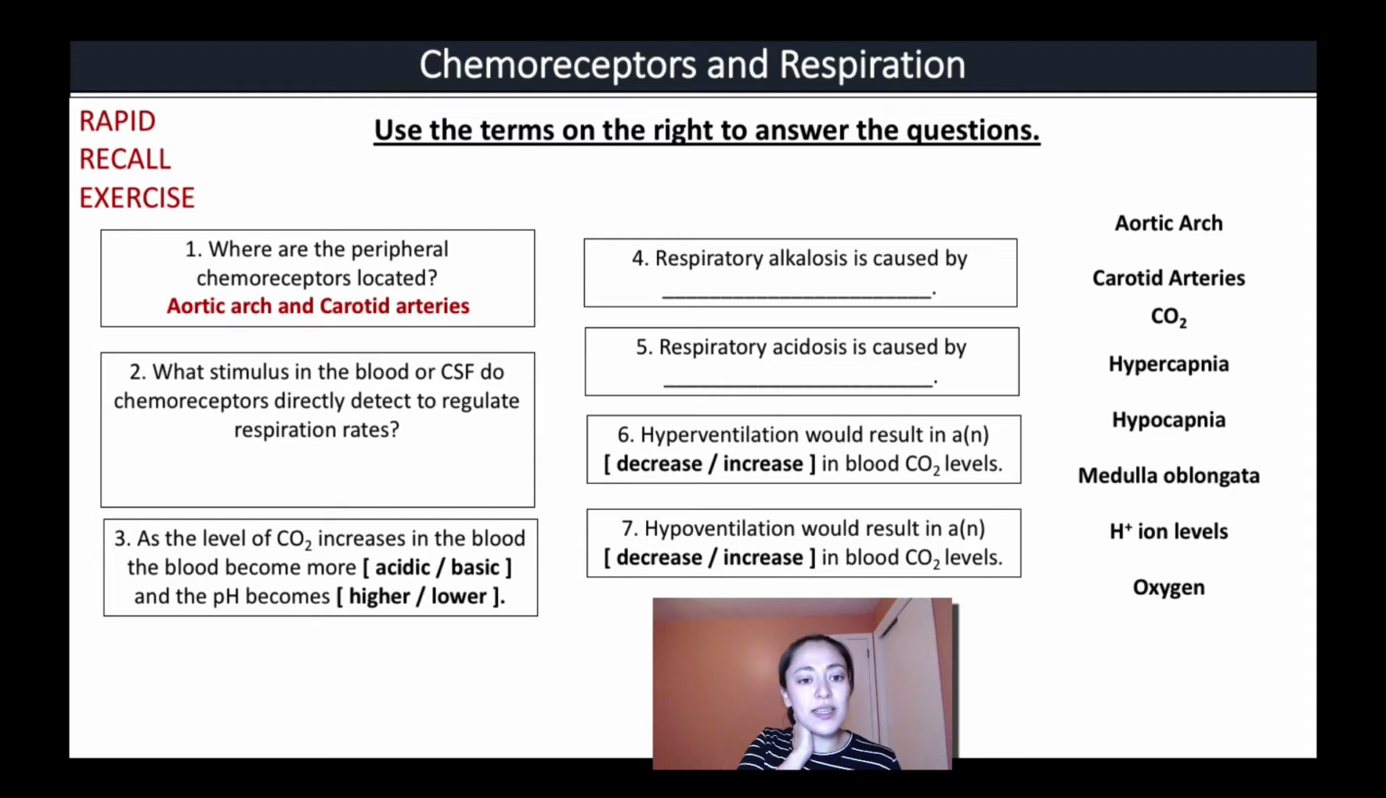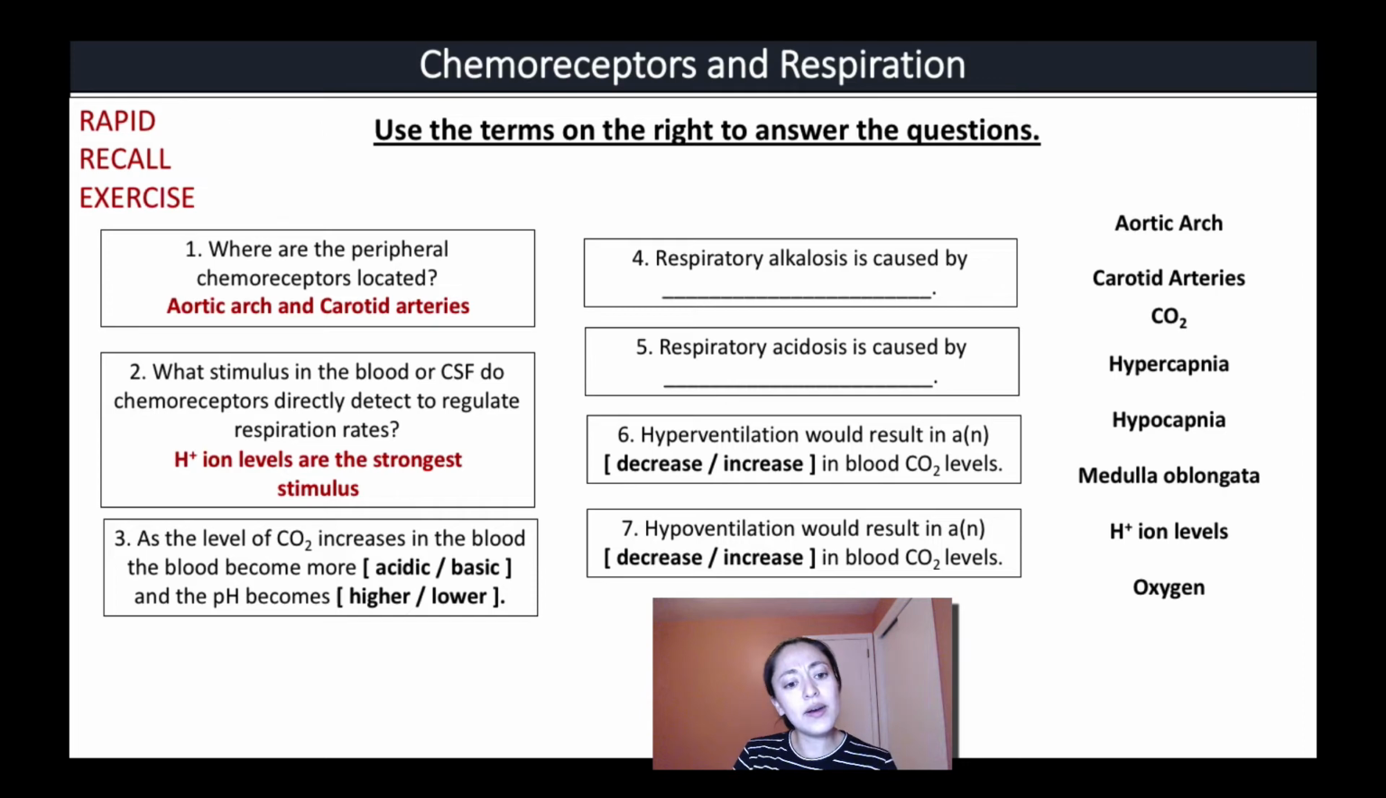What stimulus in the blood or cerebrospinal fluid do chemoreceptors directly detect to regulate respiration rates? So what stimulus would it be? The strongest stimulus is the hydrogen ion levels, or the pH. Now, you do have some chemoreceptors for carbon dioxide and oxygen, but they aren't as powerful in influencing respiration rates as your hydrogen ion receptors.